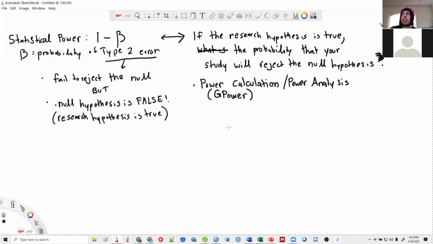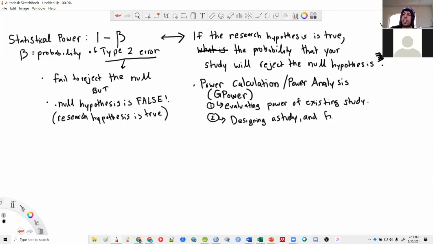But the power calculation or power analysis is done in two different situations. One is evaluating the power of an existing study, so a study that's already been done. The other possibility is you are designing a study that has yet to be done and figuring out the power, so that you can decide whether the experiment is worth doing.